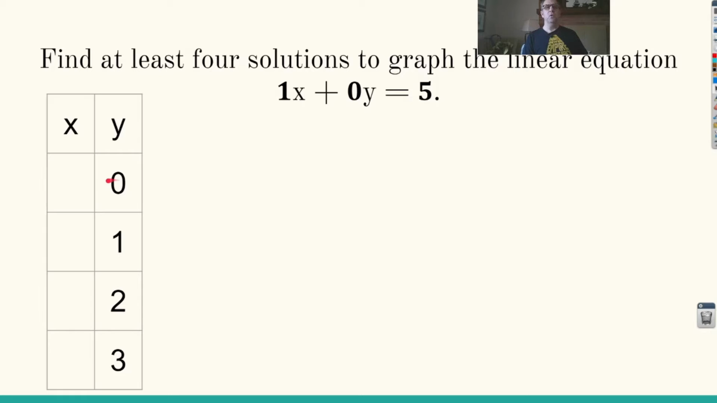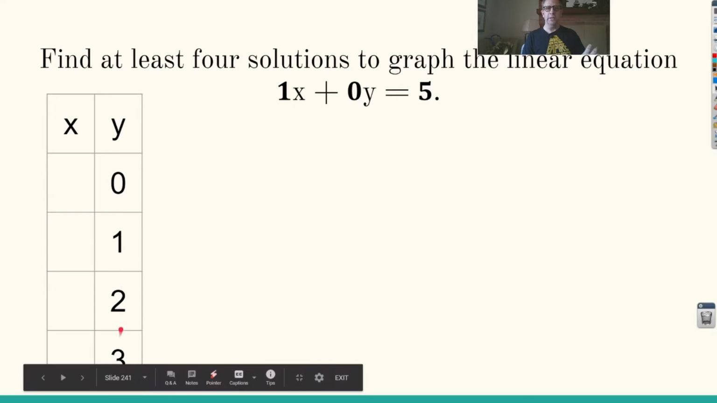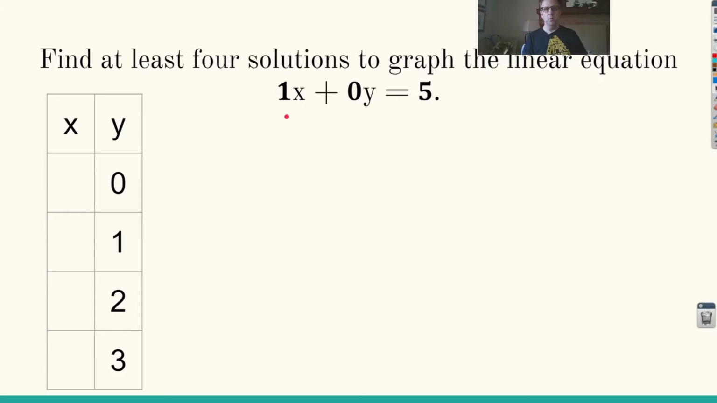Okay, so I'm going to choose numbers for y here. If y is 0, 0 times 0 is 0, then 1x equals 5, or x equals 5. If y is 1, 1 times 0 is 0, so x equals 5 again. So if we look at this closely, any number we put in for y, x becomes 5, right? And if we put in a different number for x, what do we get?